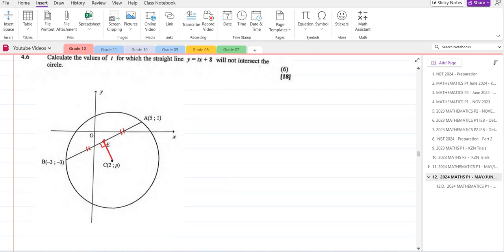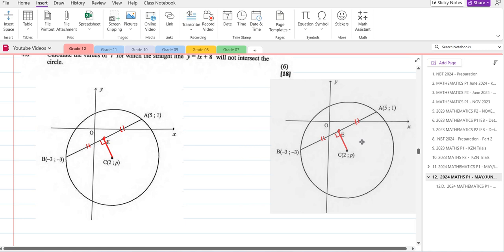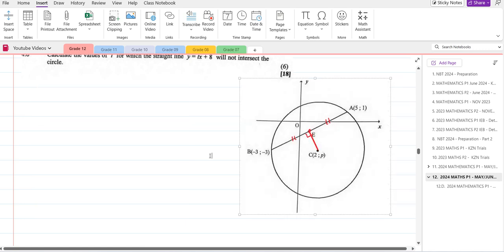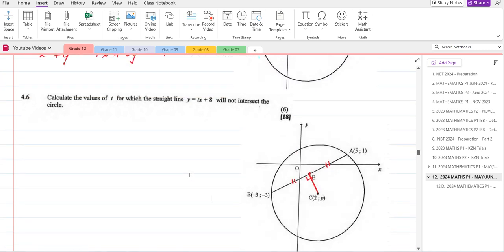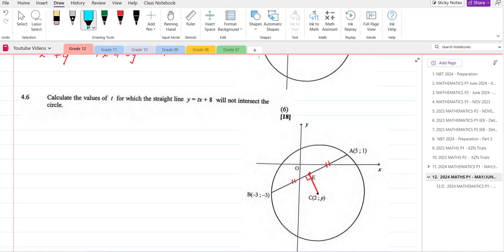Right, 6 marks, so we can't play here. It's a difficult question, right? It's level 4, so we have to think about what we need to do here. Right, so it will not intersect the circle.